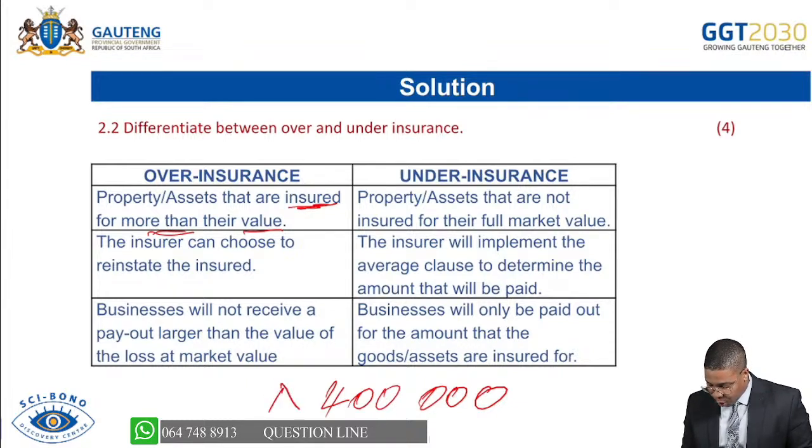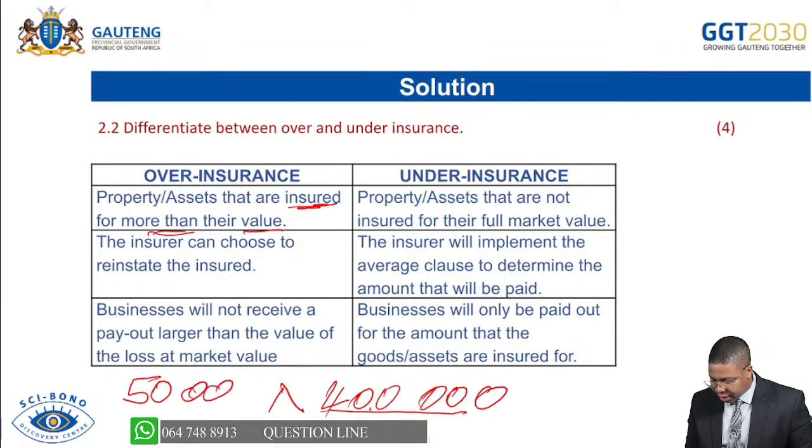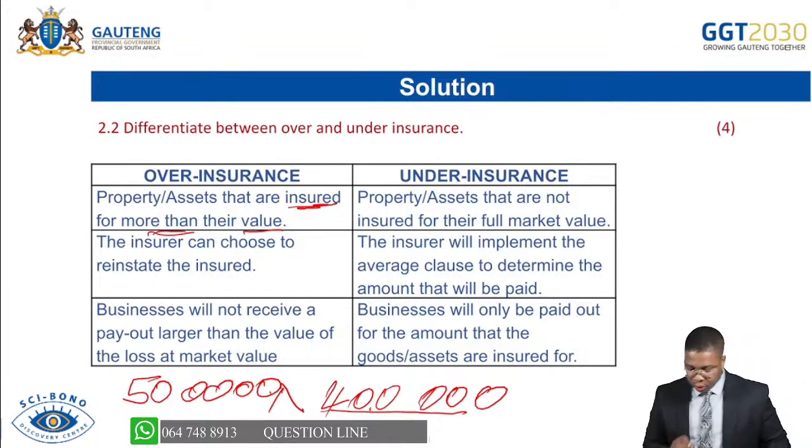So it is insured for more. So this house is worth what? 400,000. But when you are over insured, you are going to insure it for 500,000. But let us look into under insurance.